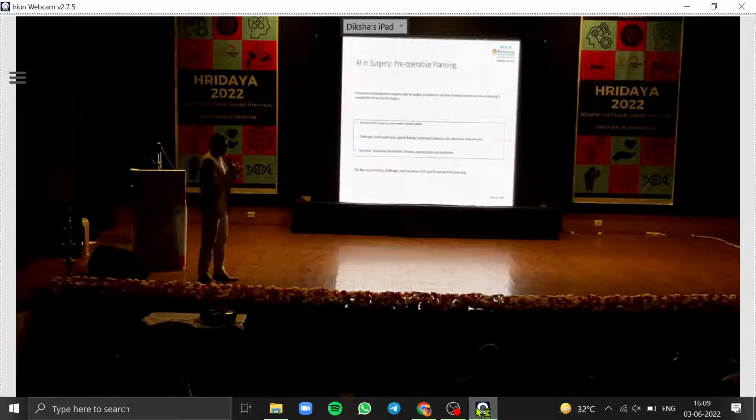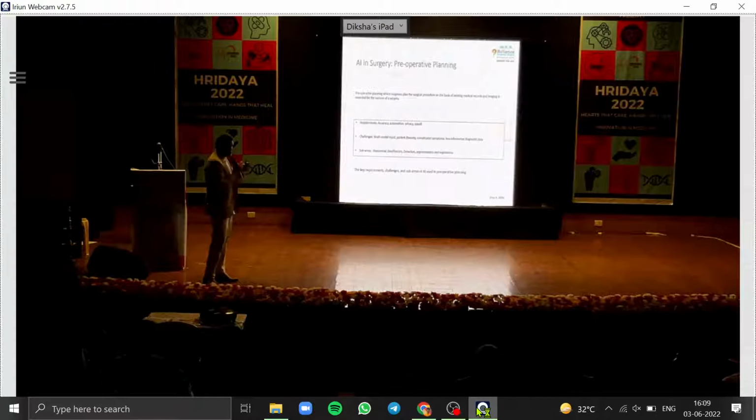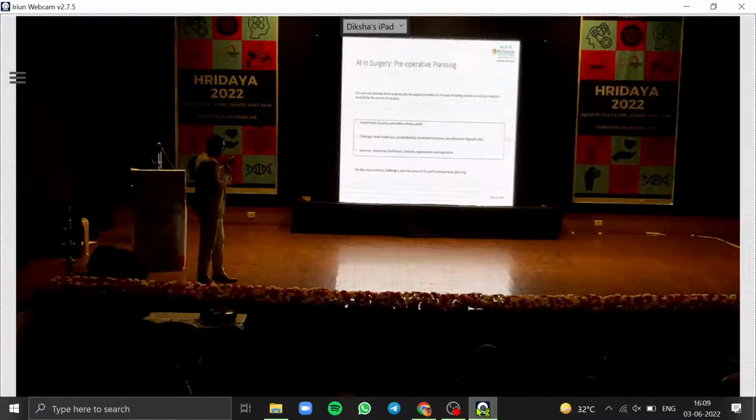There might be a patient who is septic, so you'll have to change the way you do these things and depend on diagnostic data and various other things. And then anatomical classification: are you operating on the brain, the heart, the kidneys, the lungs, the liver, what? So these are the challenges and sub-areas of AI that need to be used.